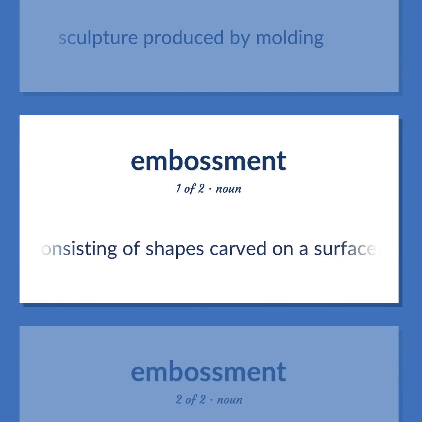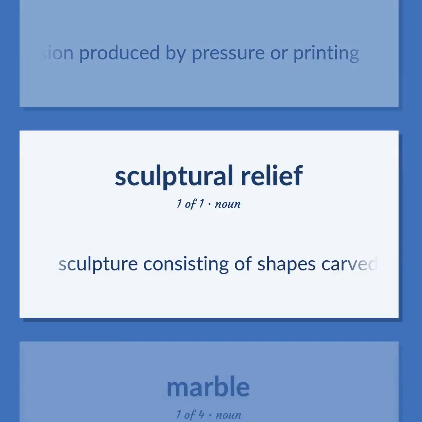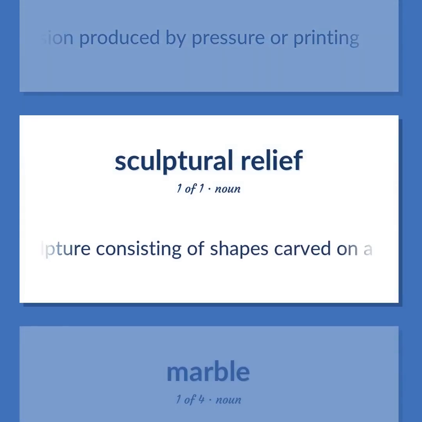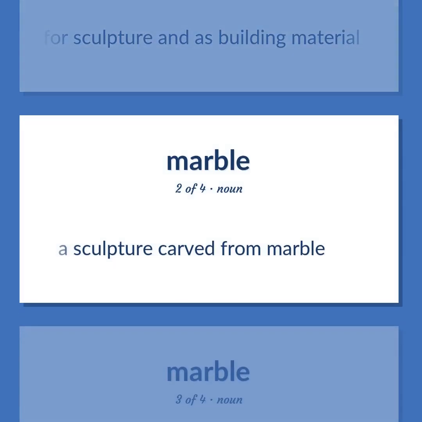Sculpture consisting of shapes carved on a surface so as to stand out from the surrounding background. An impression produced by pressure or printing. Sculpture consisting of shapes carved on a surface so as to stand out from the surrounding background. A hard crystalline metamorphic rock that takes a high polish, used for sculpture and as building material. A sculpture carved from marble.